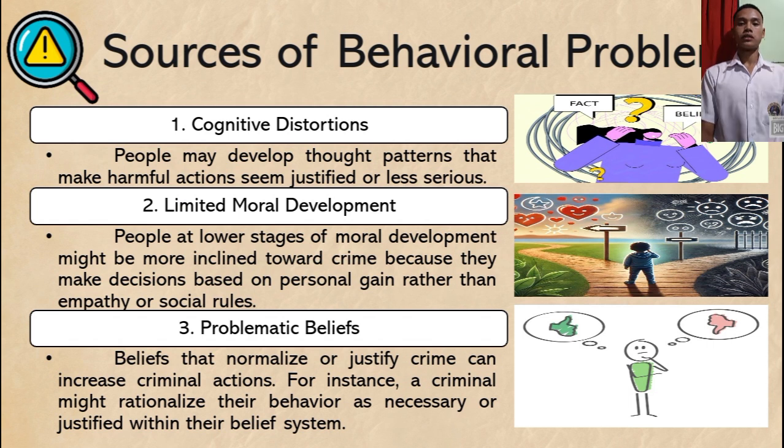Number 2 is limited moral development. People at lower stages of moral development might be more inclined toward crime because they make decisions based on personal gain rather than empathy or social rules.